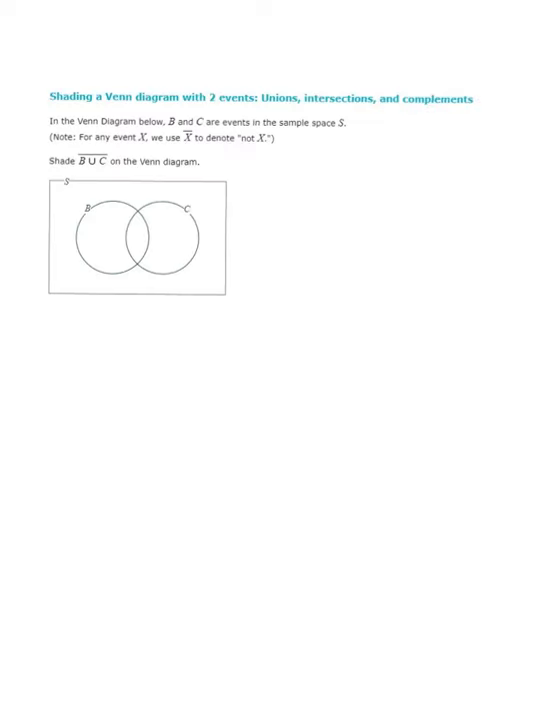Try this one. Okay. And so here we go. So this one is a little bit more complicated. It's saying B union C, but then it's got a line over it, which means you want to shade everything but B union C. All right, so let's just, okay, B union C would be all of this. That's B union C. I want to shade everything but that.